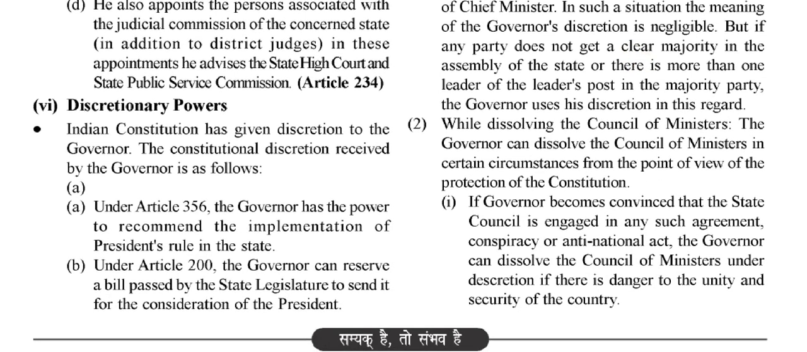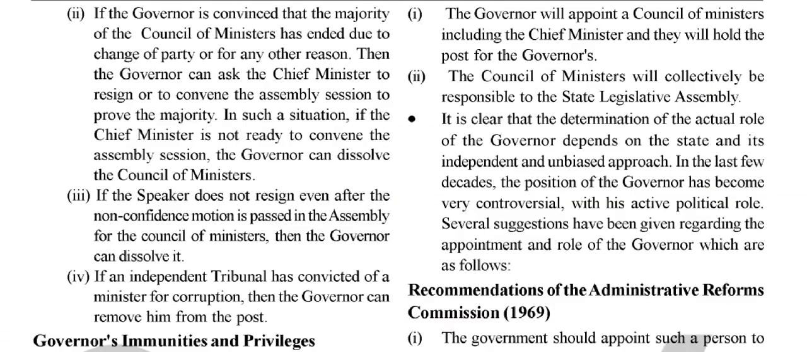Second, while dissolving the Council of Ministers, the governor can dissolve the Council of Ministers in certain circumstances from the point of view of the protection of the Constitution. If the governor becomes convinced that the state council is engaged in any such agreement, conspiracy or anti-national act, the governor can dissolve the Council of Ministers at discretion if there is a danger to the unity and the security of the country.